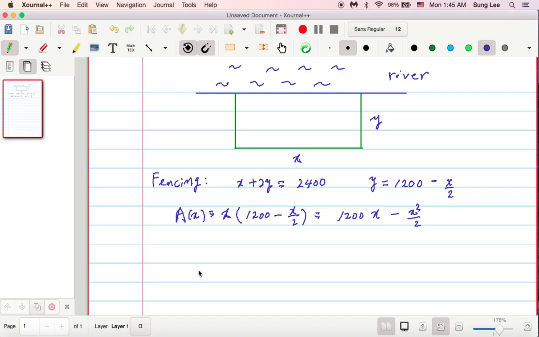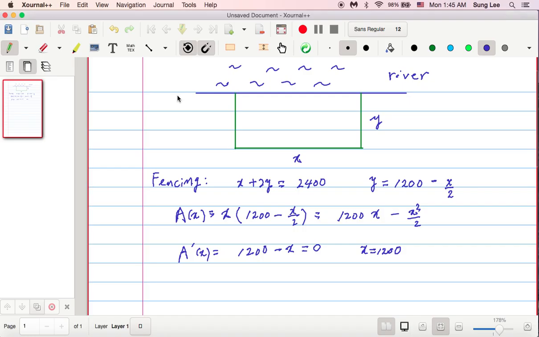Meaning we have to find the derivative of A, so that the dimension will be given by the critical points. So we take the derivative, A prime of x. That's going to be 1200 minus x. Set that equal to 0, so we have x equals 1200.